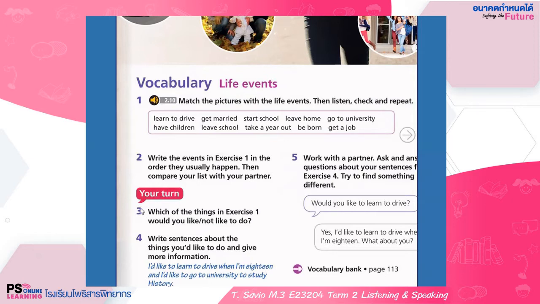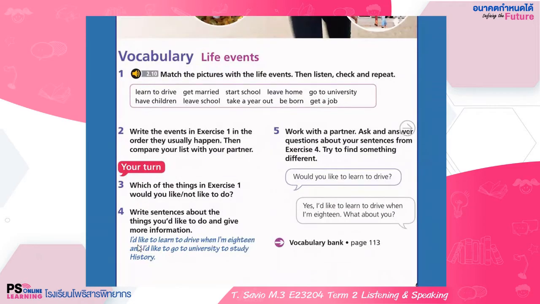Let's see exercise 3. Your turn. Which of the things in exercise 1 would you like, would you not like to do? So here you can think about life events that you would like to do at some point in your life, or you would not like to do. Exercise 4. Write sentences about the things you'd like to do and give more information. Example, I'd like to learn to drive when I'm 18, and I'd like to go to university to study history.